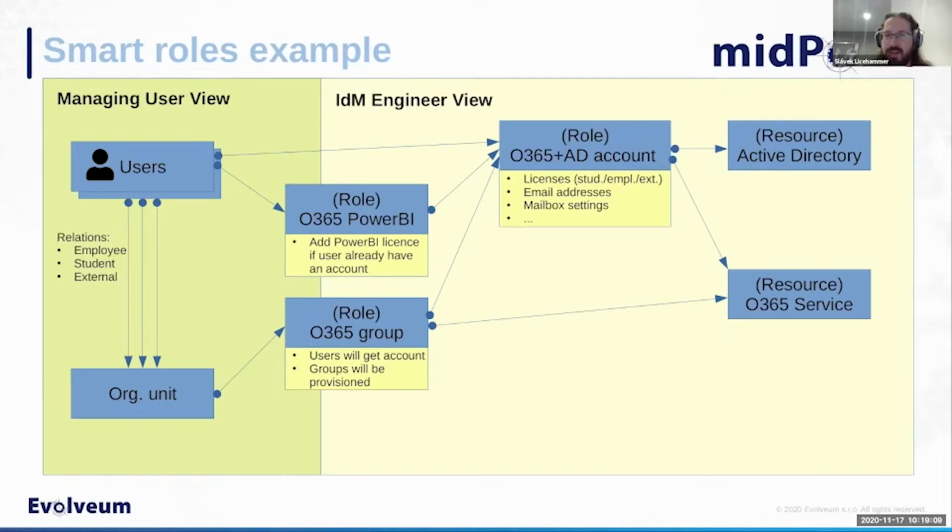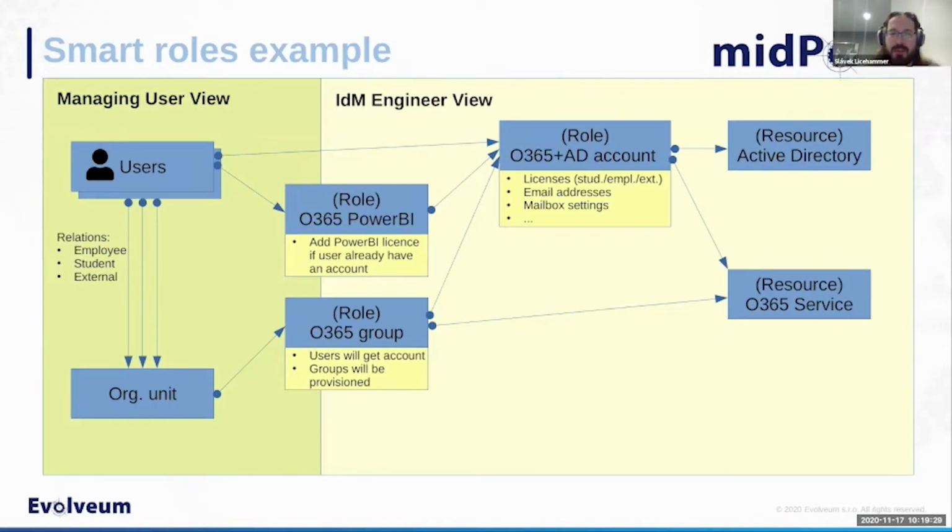And this is all hidden in the identity management engineer view. Normally users don't have to interact with it. They just see this user-facing role, which is already prepared, and just use it or not. And the identity engineer can do whatever we want.